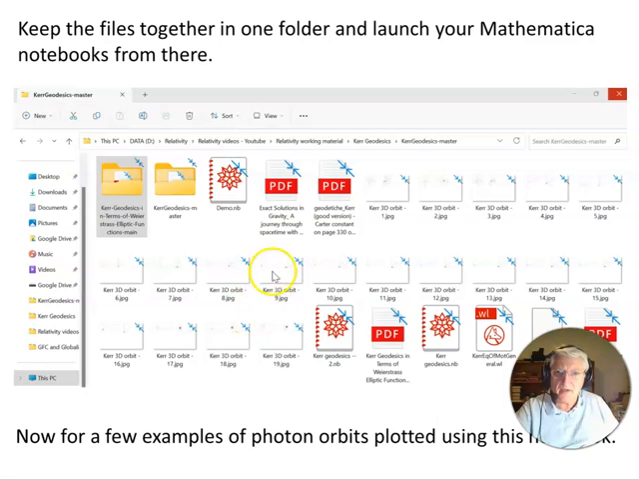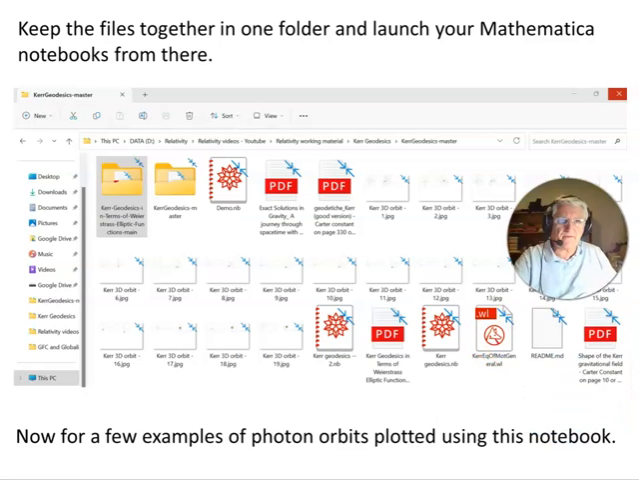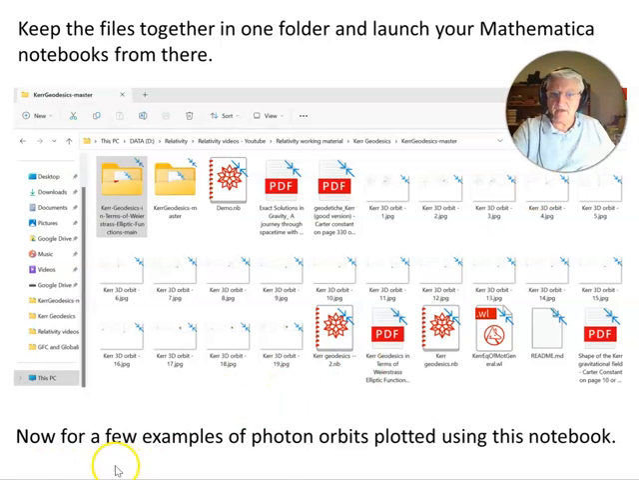So there's a demo notebook that goes with it. Whatever you do, if you're going to run the files, say from this folder in front of you that I'm showing on the screen, then you can see I have the Kerr geodesics here, and I have that file I was referring to on the previous slide. All right, now what we're going to do next few slides is I'm just going to show you a few examples of photon orbits plotted using this notebook.